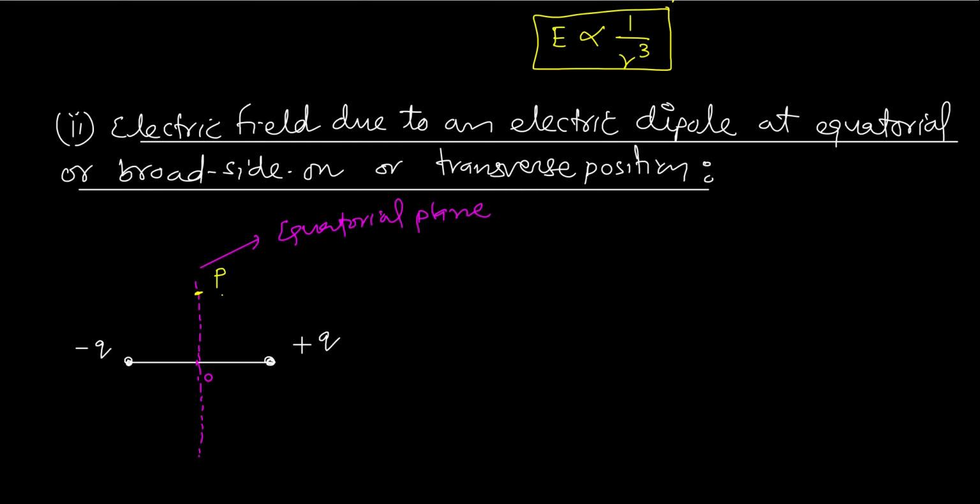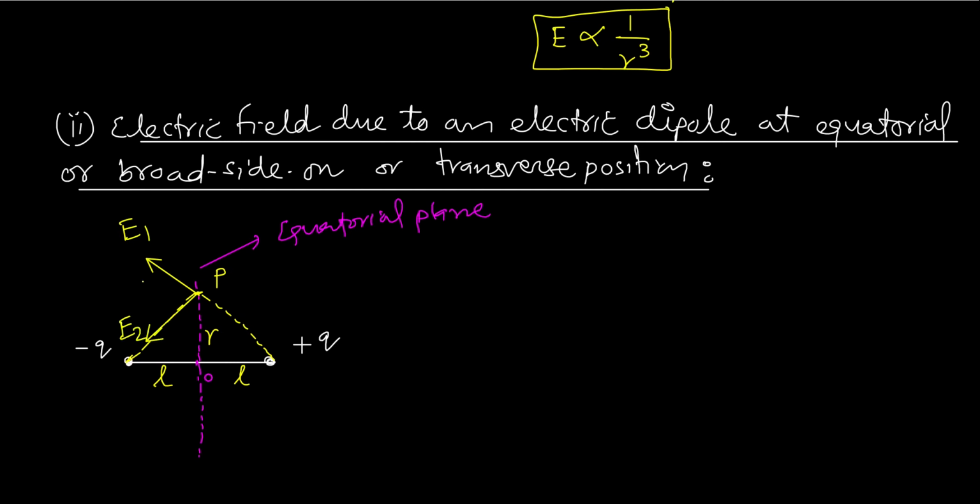So suppose the distance of this point P from the center of the dipole is small r, and like before, minus q charge is at distance L from the center of the dipole, and plus q charge is also at distance L from the center of the dipole. Now again there will be 2 electric fields at point P due to these 2 charges. So suppose I say the electric field due to plus q charge at point P will be E1, and the electric field due to minus q charge will be E2.